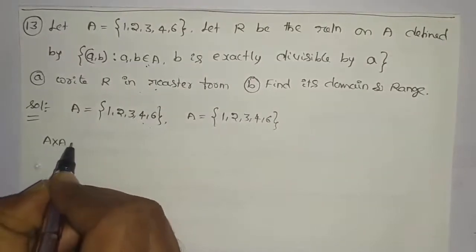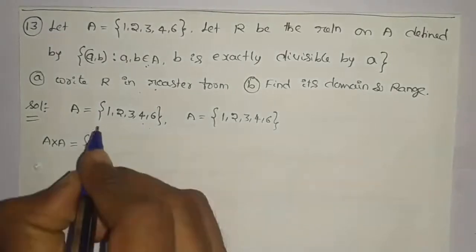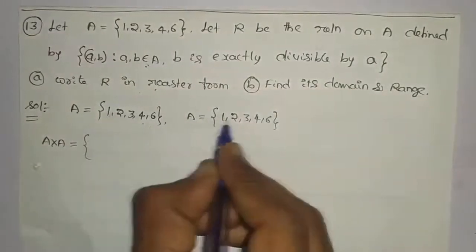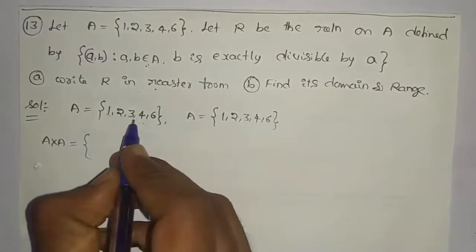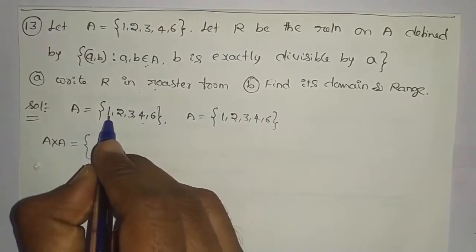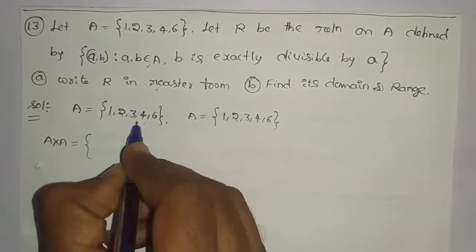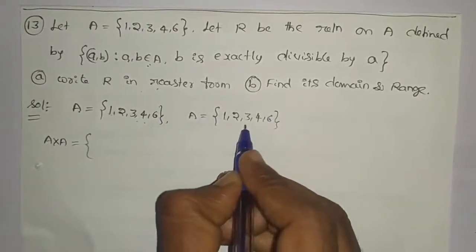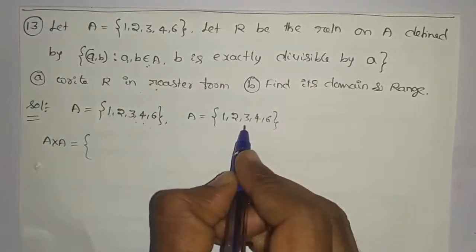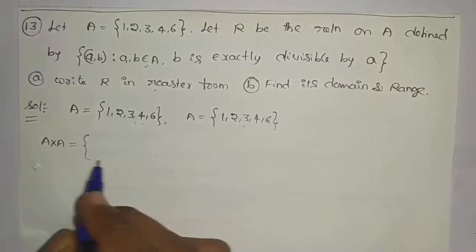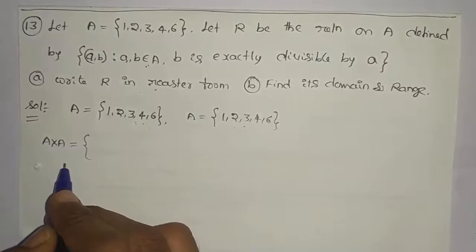A cross A equals (1,1), (1,2), (1,3), (1,4), (1,6), right? The number of elements in the set A is 5: 1, 2, 3, 4, 5. The number of elements in the set A is also 5. Then the number of elements in A cross A is 5 into 5, which is 25. If we find A cross A, then we will get 25 elements.